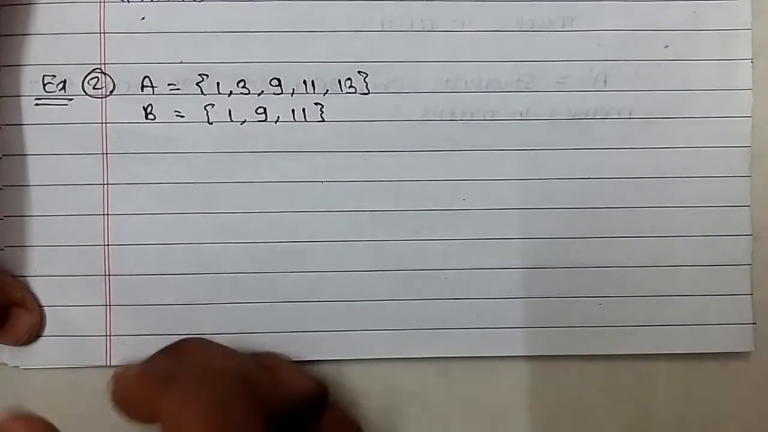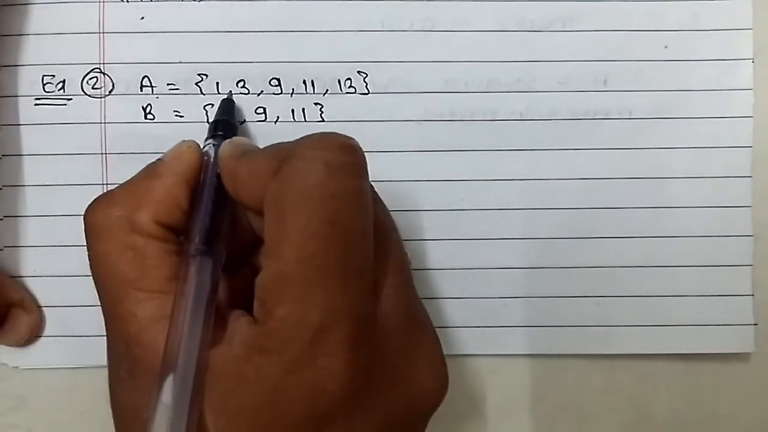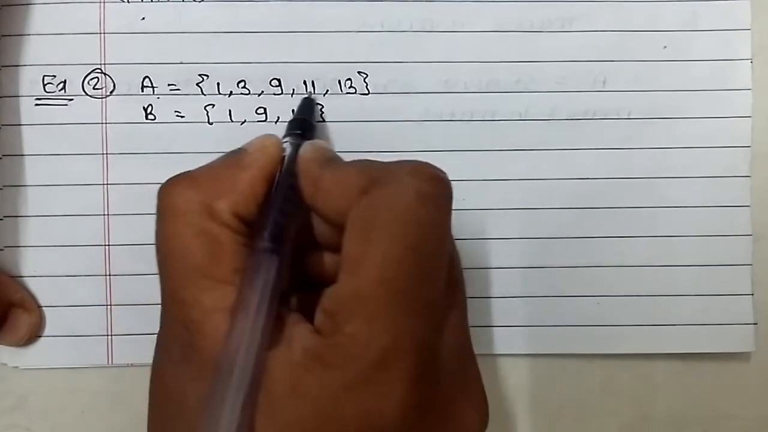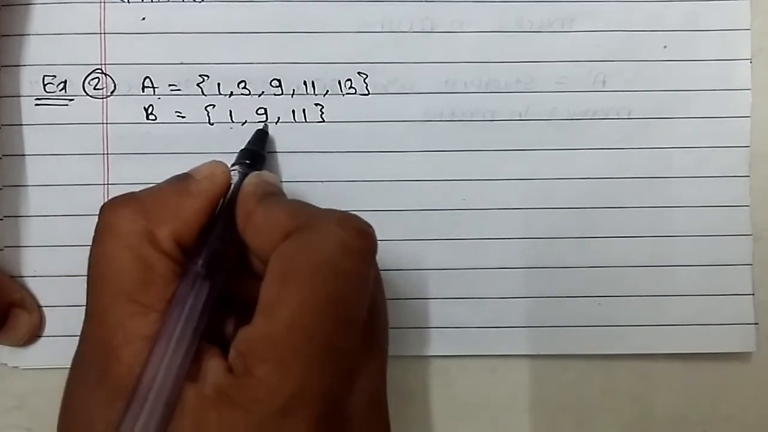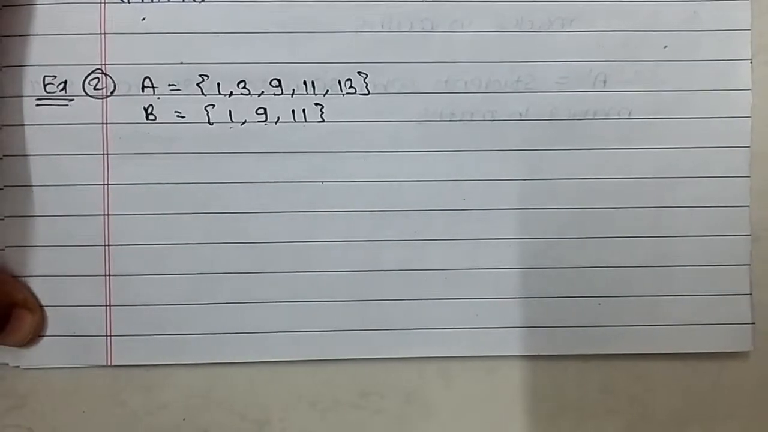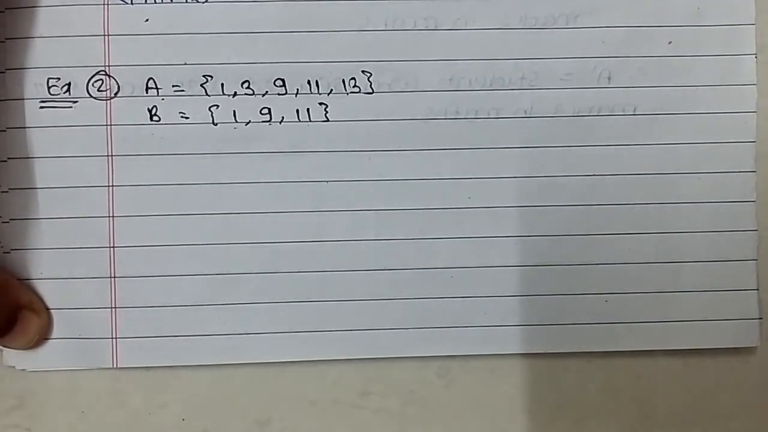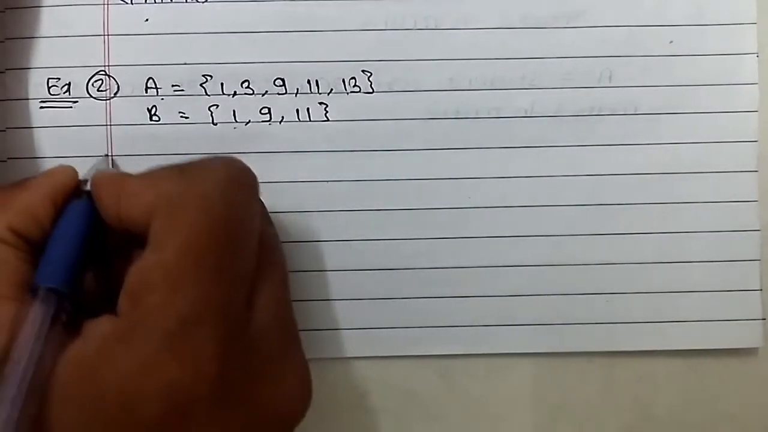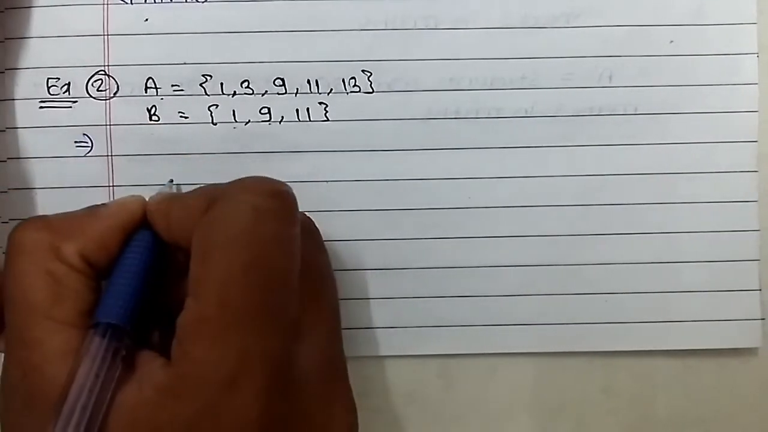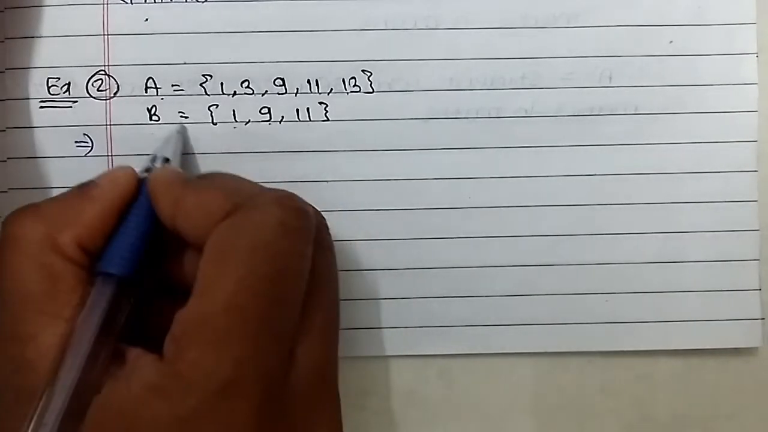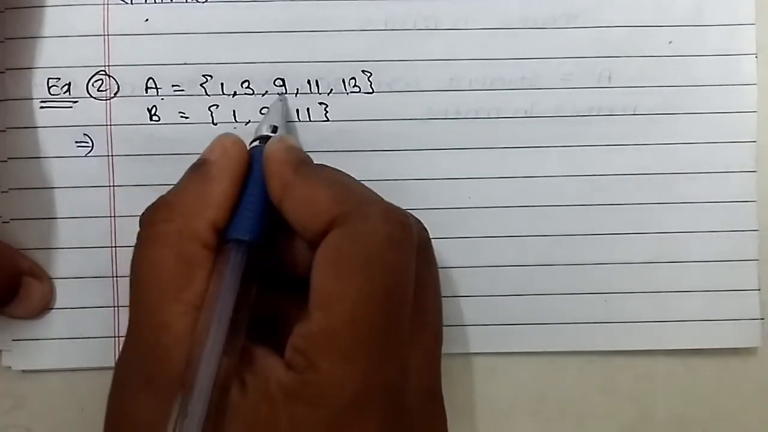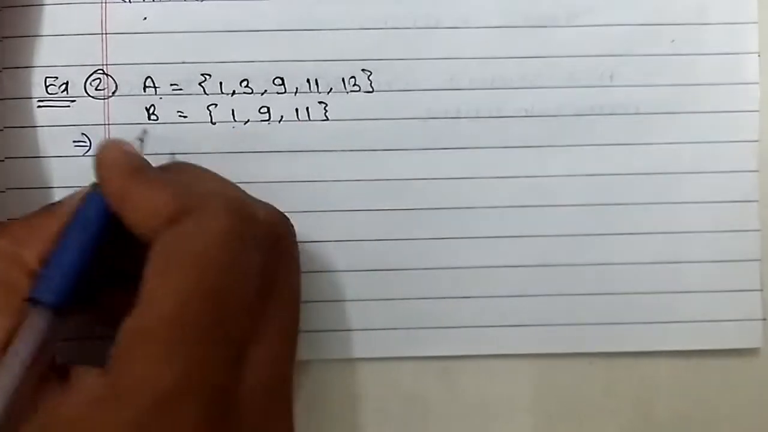Okay, second example, that is set A contains elements 1, 3, 9, 11, 13. Set B elements are 1, 9, 11. Then how to calculate the intersection of this one? Okay, so what are the elements common in both sets? That is 1 is common, 9 is also common, 11 is also common here.